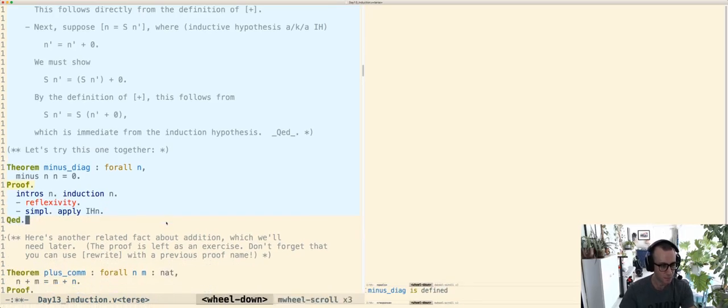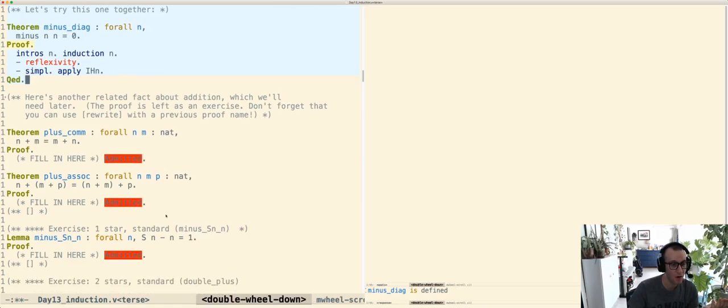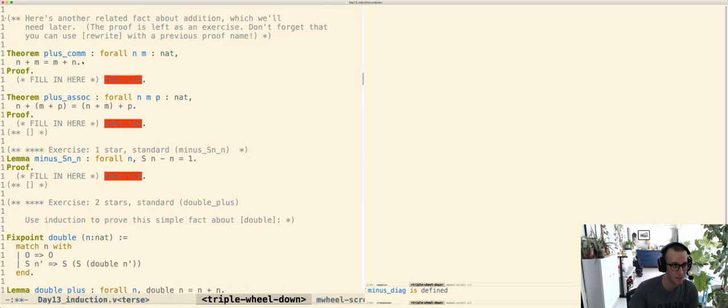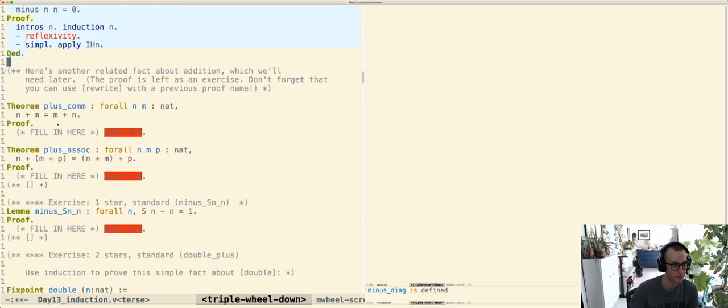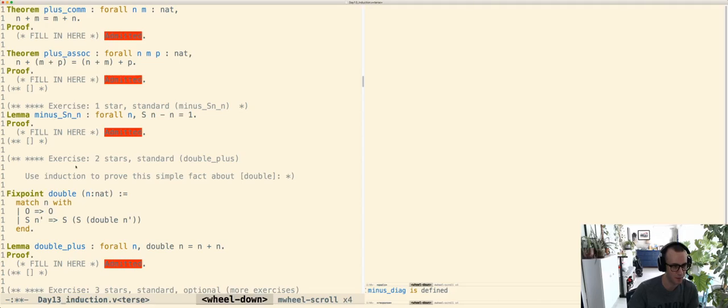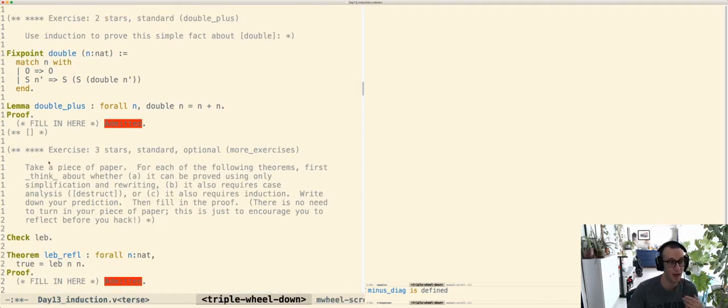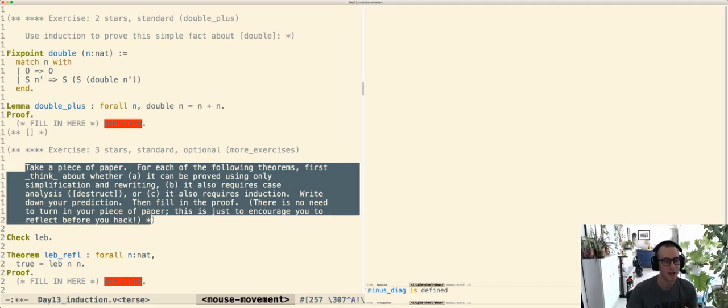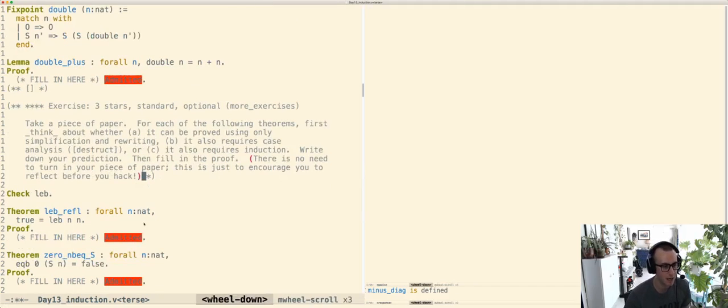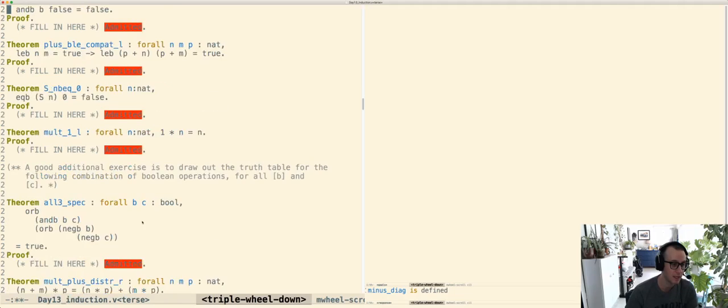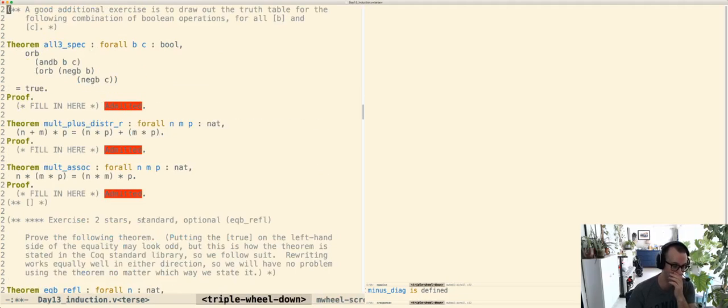Okay. After this, there are tons of exercises. And then after this, there's a bunch of optional exercises where I sort of say, this is how you should practice with these. You don't have to do any of these. I think all of these are really good practice.